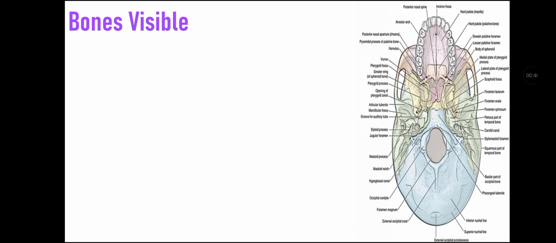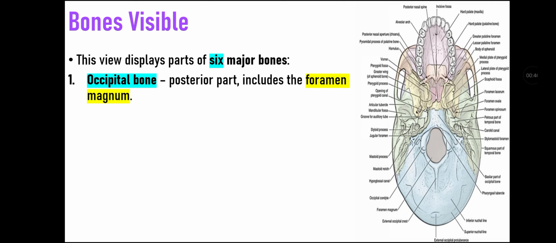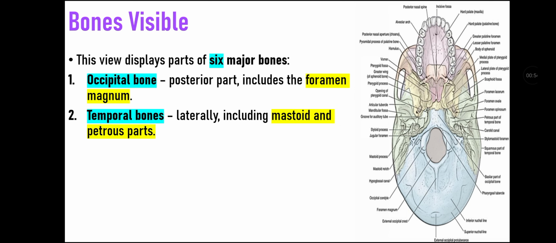Let's talk about what are the bones visible from Norma Basalis. This view displays parts of six major bones. They include occipital bone. That is the posterior part. Here in diagram you can see the green color bone is occipital bone. It includes the foramen magnum. Next is temporal bone. Here you can see in diagram the green color bone is temporal bone. It is present laterally and includes mastoid and petrous parts.